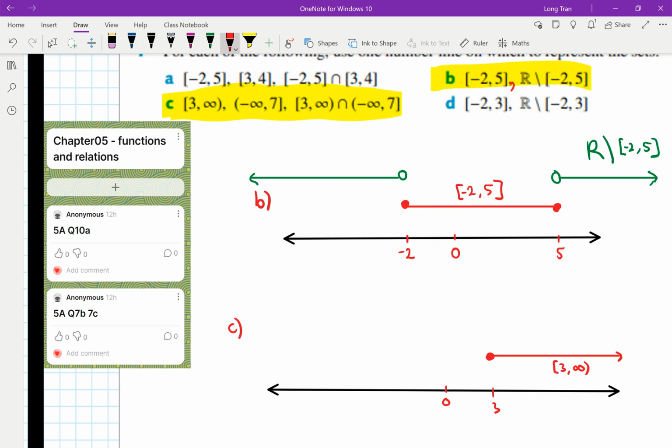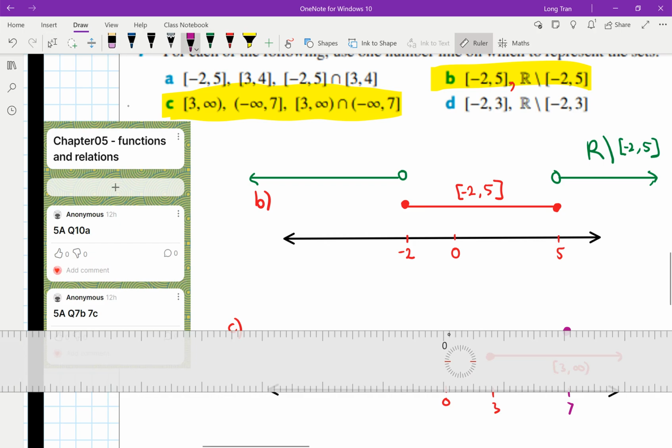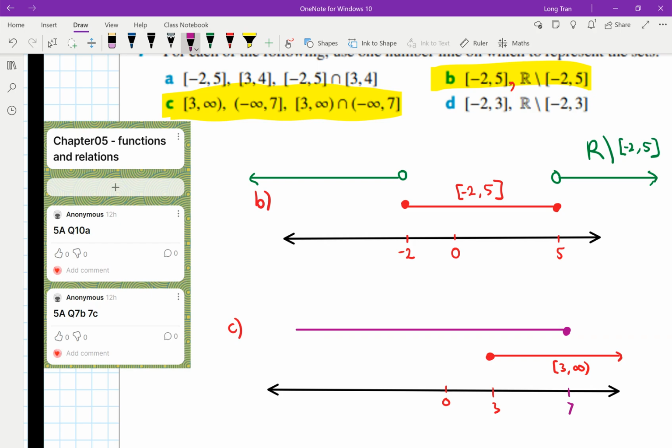Then the next one was from negative infinity up until 7. So I'm going to use another color here. Say 7 is double 3. So say 7 is here. So I want all the way up to 7. That's the largest number that you can have because it says inclusive of 7. And then every number that's before that. So I'm going to draw a nice solid line to say every number less than 7 all the way to negative infinity. So I'm going to use an arrow there. And this now represents negative infinity up until 7 inclusive.